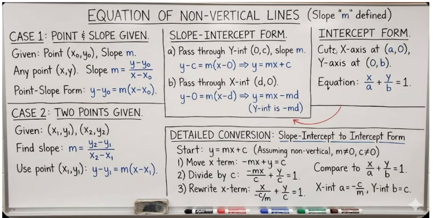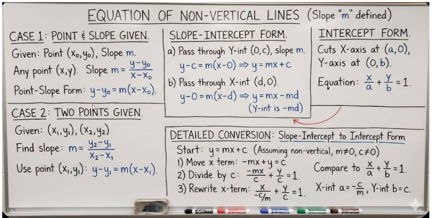Now if the line cuts the axes at a comma 0 and 0 comma b, we can use the two point form. There are two points, by which we can find the slope, and by applying the formula again, y minus y1, where y1 here is b, and by converting this you can get x by a plus y by b. That is the intercept form.